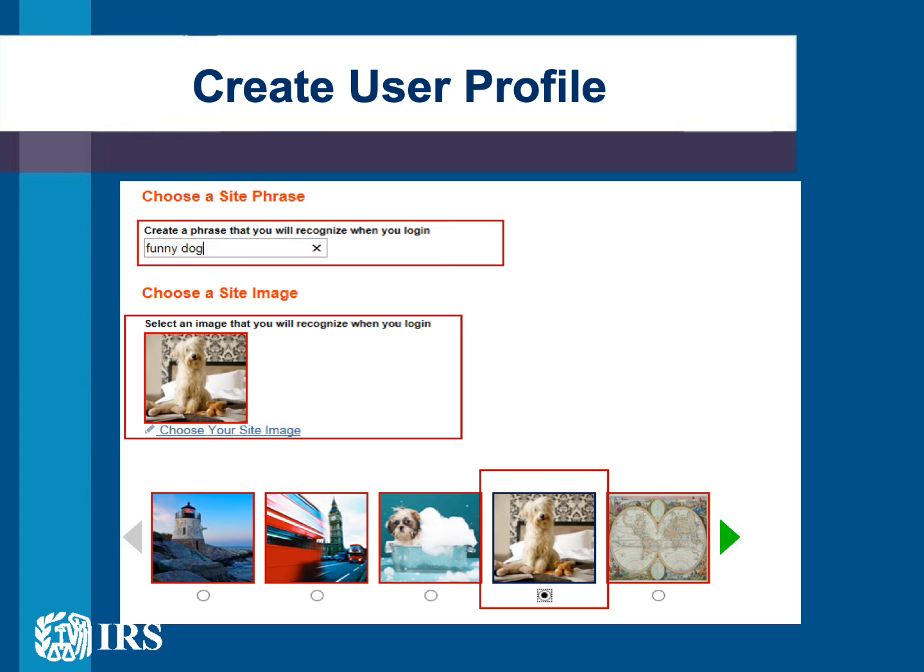Once you successfully register for one tool, you can access any of the tools that you are eligible for. For example, if you registered for an account so that you could access Get Transcript Online, you can use the same username and password to access View Your Tax Account.